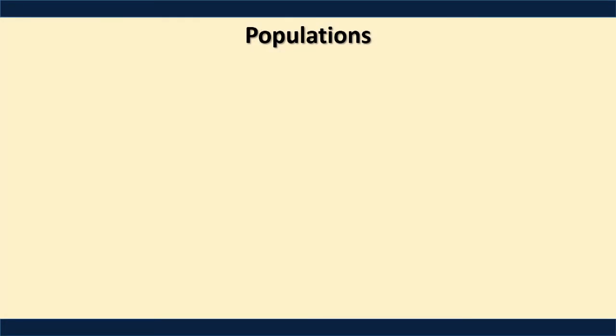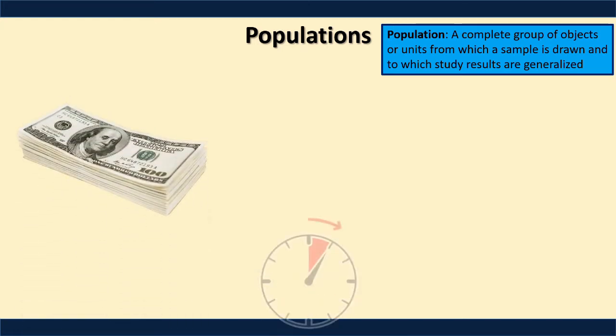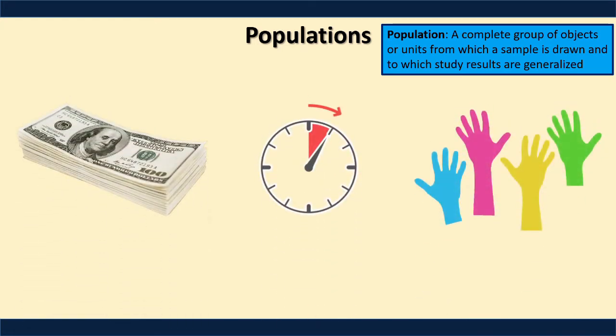In research, our goal is to take a complete group of objects, whether those objects are people, animals, documents, or organizations, and draw a small sample or subset from it. This entire or complete group of objects is called a population. The reason why we draw samples from population instead of just conducting research on the entire population is that it's often not possible due to money, time, or reach limitations.